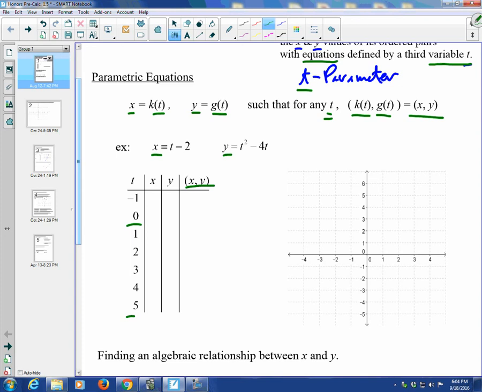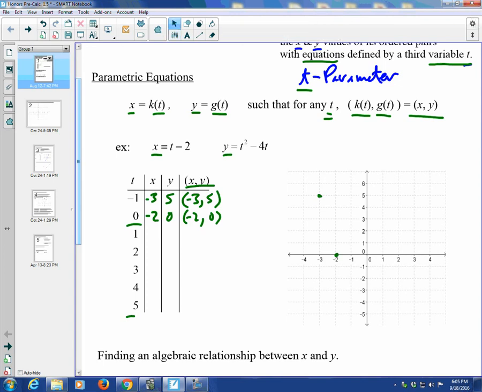So right here, plugging in -1, we can see that when we plug in -1 to our x equation, we're going to get -3. When we plug in -1 to our y equation, we're going to see we're going to get 5, and that's going to give us the ordered pair -3, 5, which we would then graph on the xy axis right there, -3, 5. Plugging in 0, we're going to get -2, 0. So -2, 0 is the ordered pair landing us on the x-axis right there.